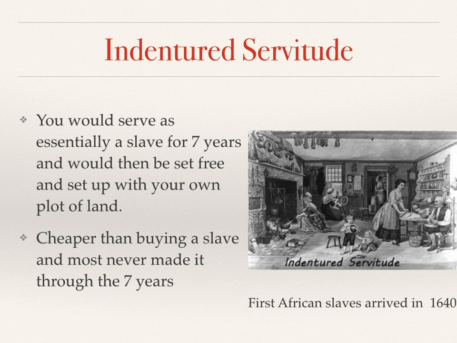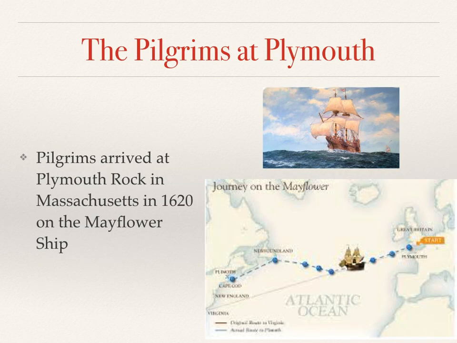The reason this was so popular in the colonies is because it was cheaper to buy an indentured servant than to buy a slave from Africa, because you would eventually have to set them free after 7 years. But very few of them made it through the first 7 years, so it ended up being cheaper to buy an indentured servant who might die after 3 or 4 years and then buy another one. However, that does not mean that African slaves did not make an appearance, and the first African slaves arrived in 1640. And again, this would have been part of the Columbian Exchange of people, which we would have looked at.